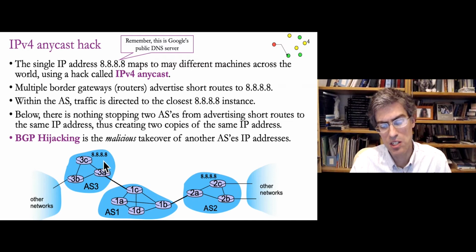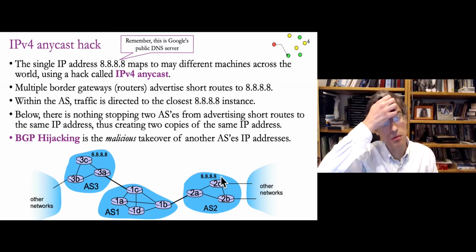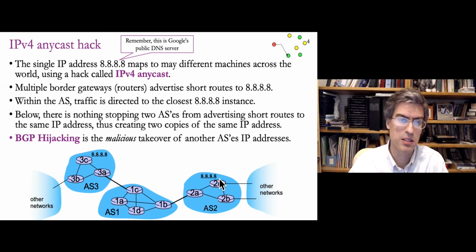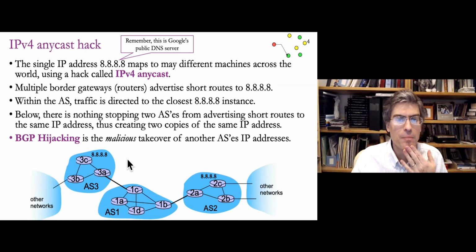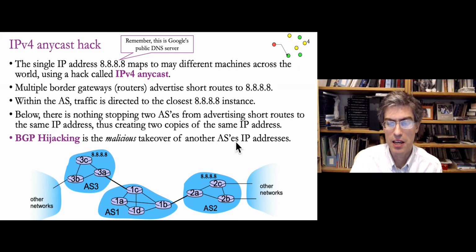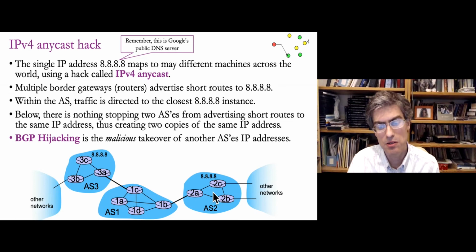So we have two machines that are both using that IP address, and you have two autonomous systems that are both advertising that IP address. So that works in the sense that both of those machines will get that traffic. But that's bad if one of the organizations really is the company that owns that IP address, that was assigned that IP address by ICANN, and the other AS is just a rogue actor that is trying to maliciously take over another AS's IP address. That's called BGP hijacking when that happens. And that is kind of possible.